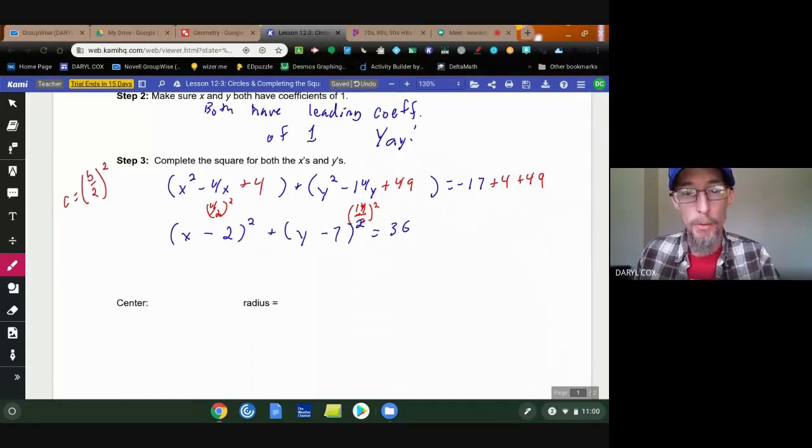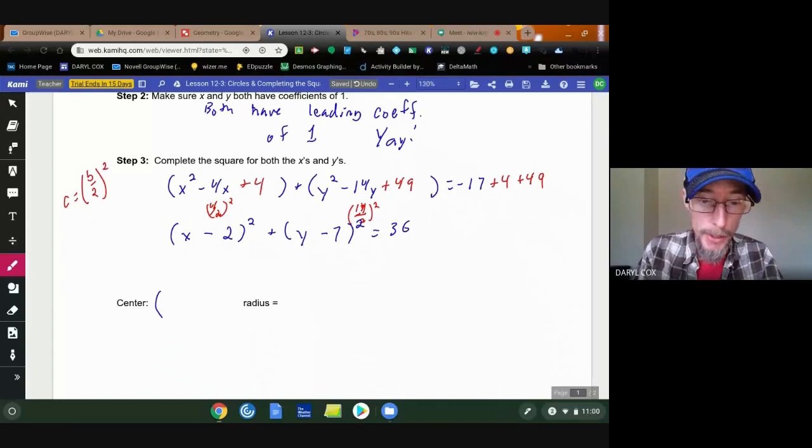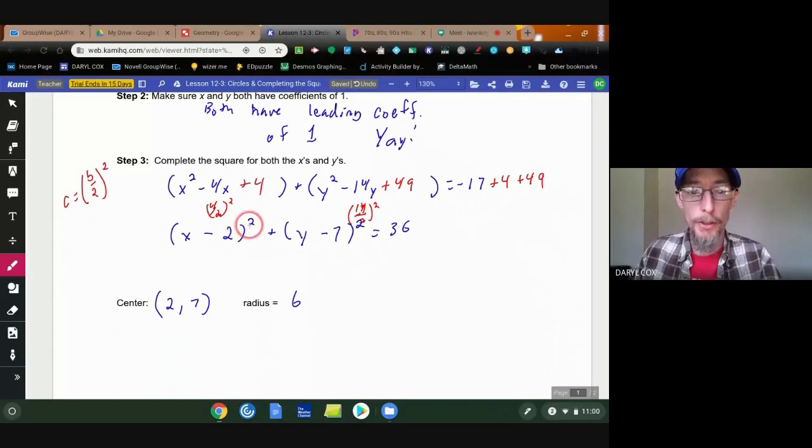So you do that. What is the center? What is the radius? So the center of the circle, remember your parentheses, is (2, 7), and the radius is 6. Remember that when we're finding the center, it's already x minus h. So whatever is here without the minus sign, that's my x term. There's minus 7, so I use 7 for my y term. The radius is the square root of this number. So the square root of 36 is 6.